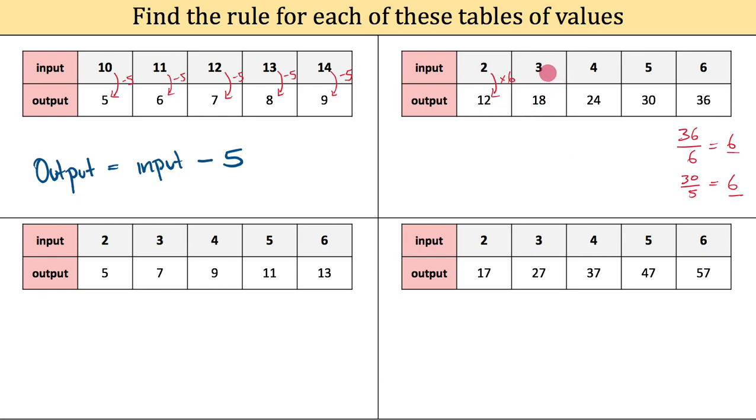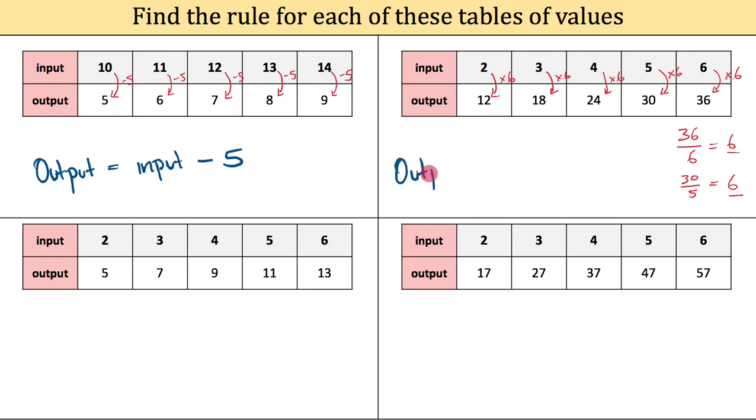2 times 6 is 12. 3 times 6 is 18. 4 times 6 is 24. 5 times 6 is 30. 6 times 6 is 36. That's my favorite multiplication, 6 times 6. I don't know why, because it rhymes.